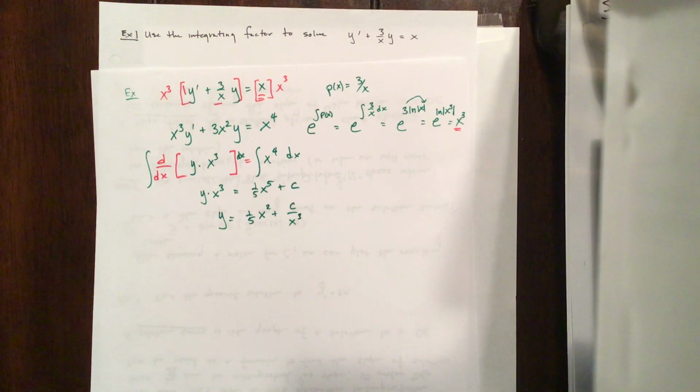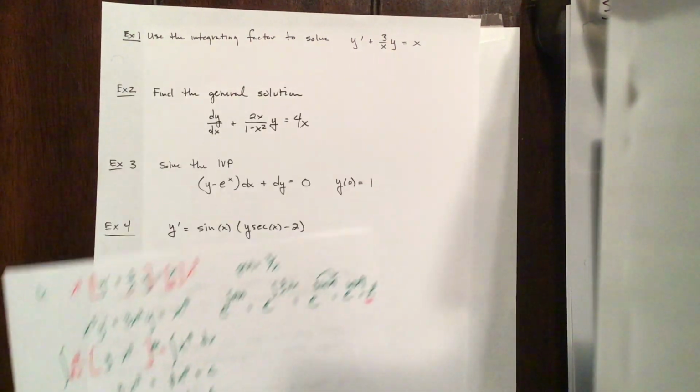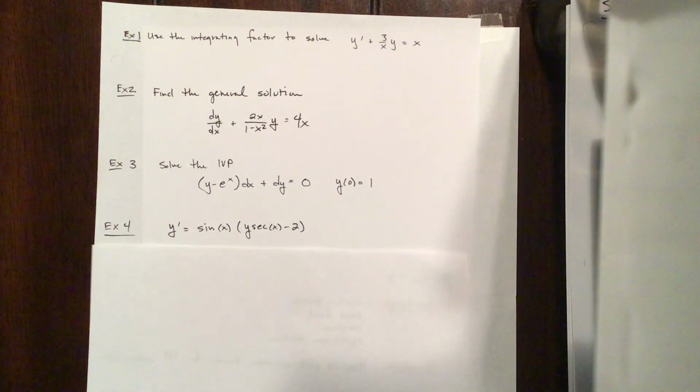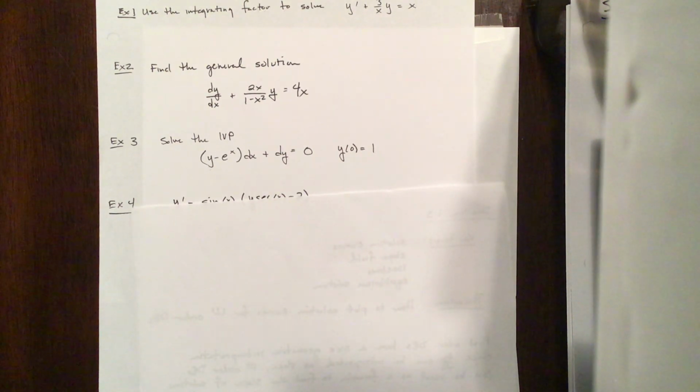All right, so that's how the process works. Okay, let's try a new problem. Find the general solution to dy dx plus 2x over 1 minus x squared times y equals 4x.